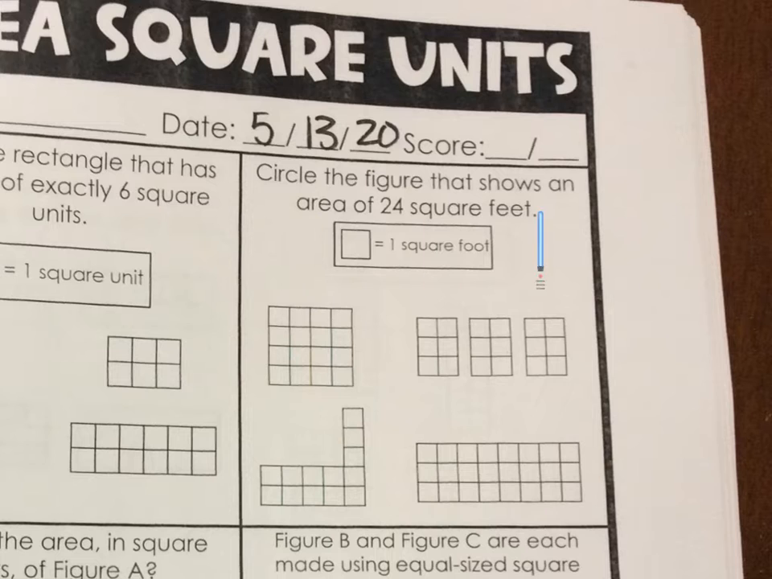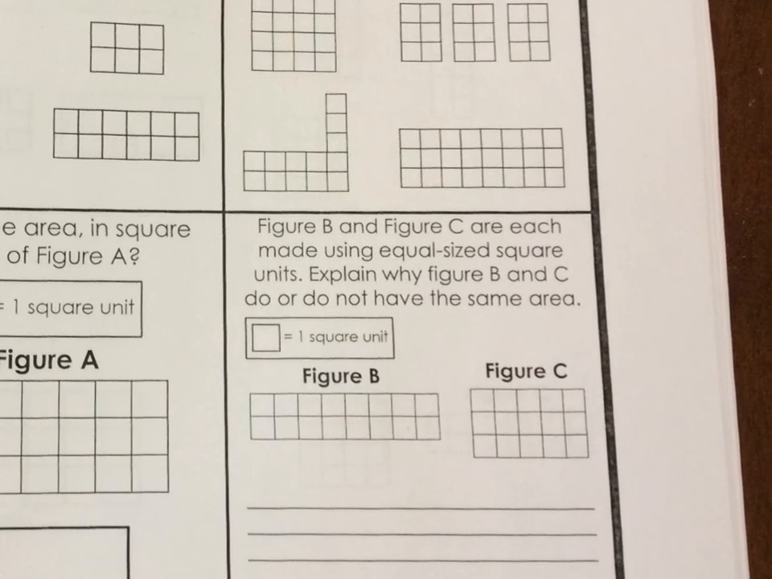Now, let's look at this one. This one says, circle the figure that shows an area of 24 square feet. Again, one little square here. This is just telling you how big the squares are, 1 square foot. Okay? So you have to find an area where it equals 24. So here's one area, here's the second area, here's the third area, here's the fourth area. So go ahead and circle the ones that equal 24 square feet.